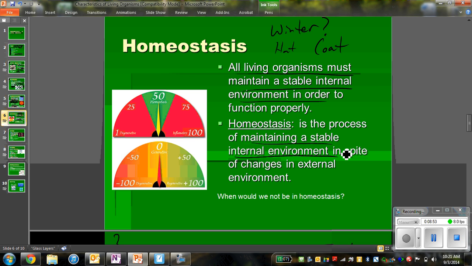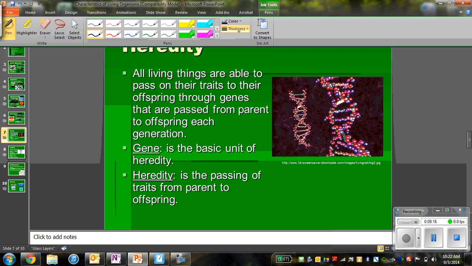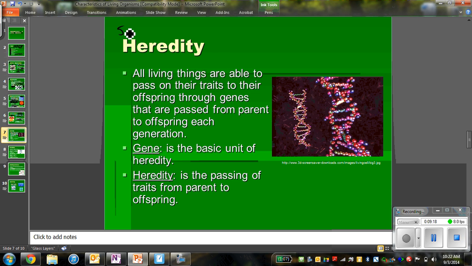And I could go on for a long time, but those are the kinds of things you do in order to keep yourself at homeostasis. So with homeostasis, you're constantly trying to remain the same. All right, next thing, which was number 5, I believe, was heredity.